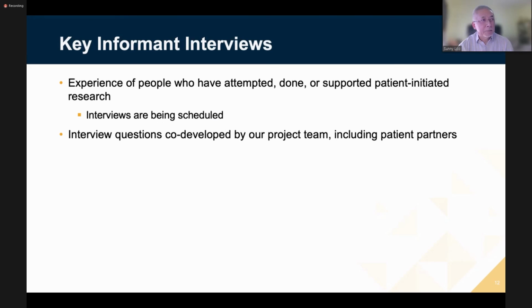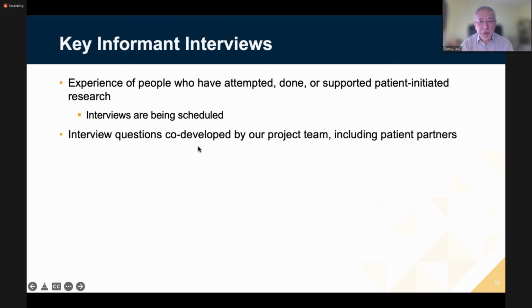With the completion of our literature search, the next step in our research will be completing interviews with people, including patients or groups who have attempted, done, or supported patient-initiated research. Interview questions have been co-developed by our project team, including our patient partners. We're now scheduling and conducting interviews.